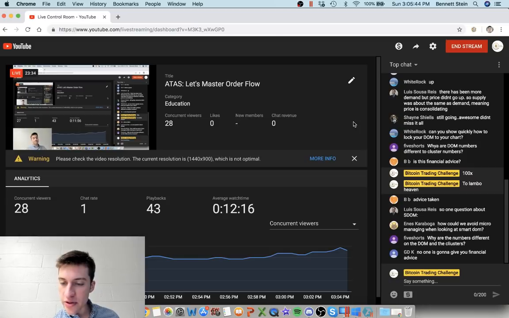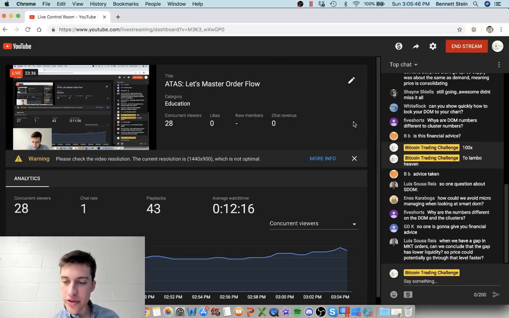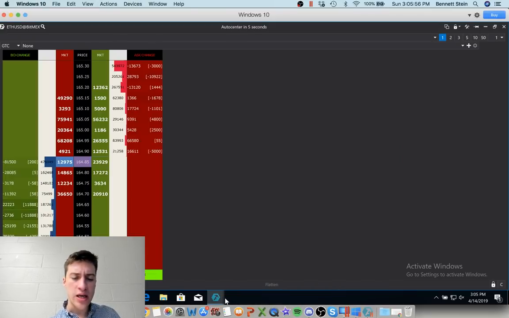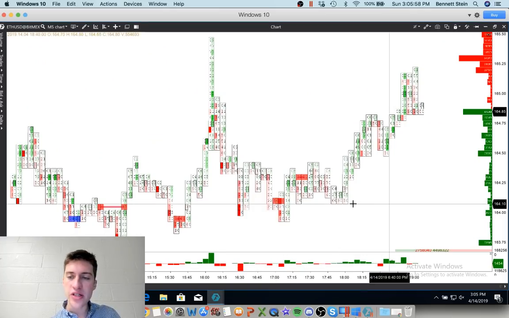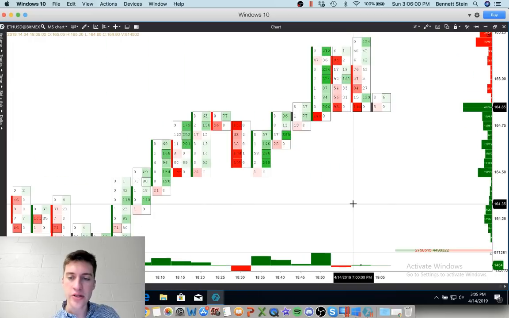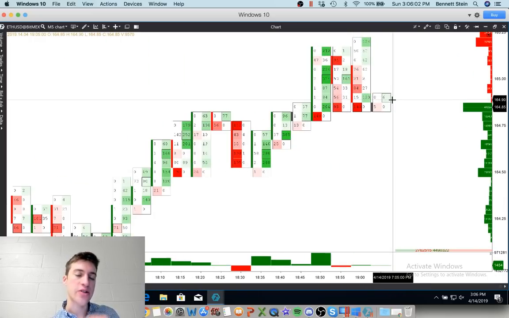Why are the numbers different on the DOM and the clusters? Well, I organized the clusters in brackets of 1,000. So they're also rounded. If you see a 22 on a cluster, let me show that. I'll zoom in just to show you guys. When you see a 6, that's 6,000 contracts. But the DOM is just going to show that as actually 6,000.